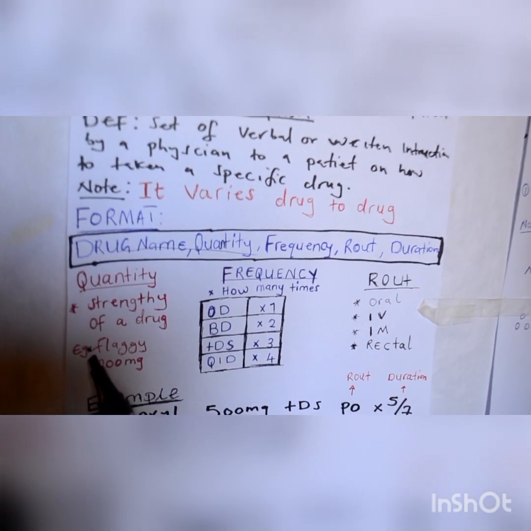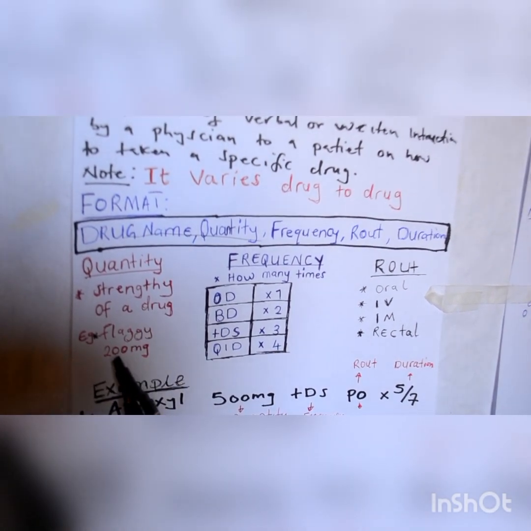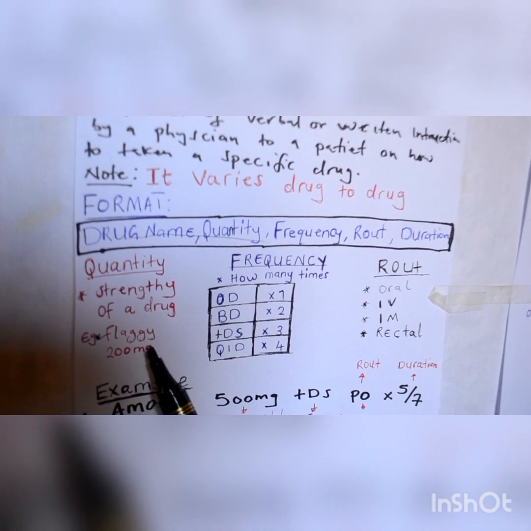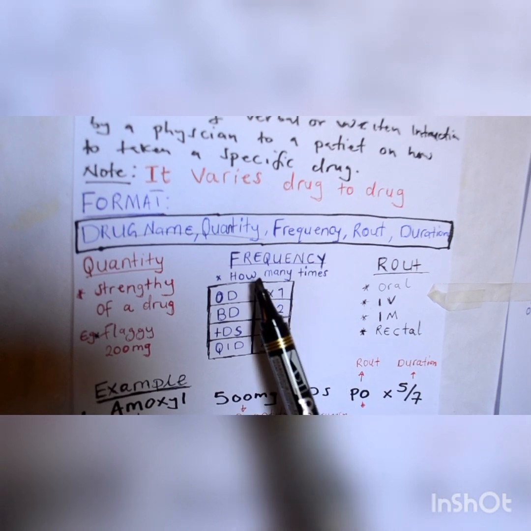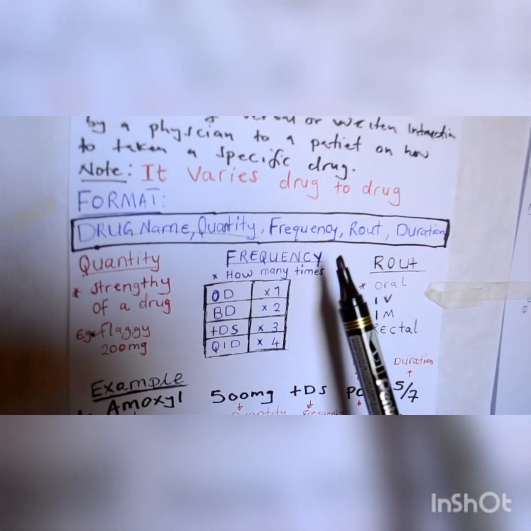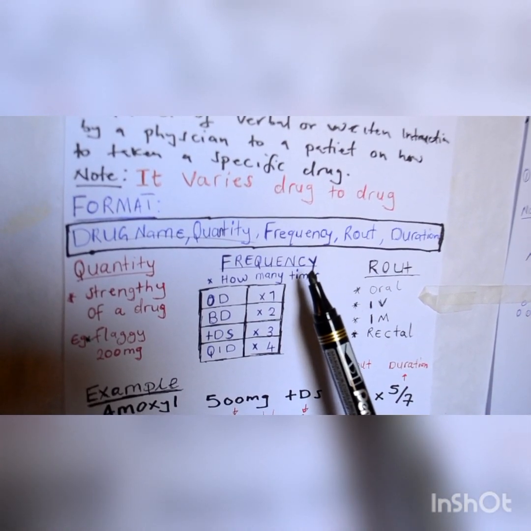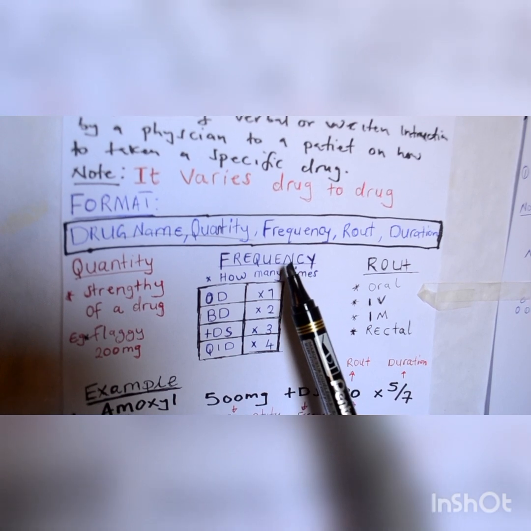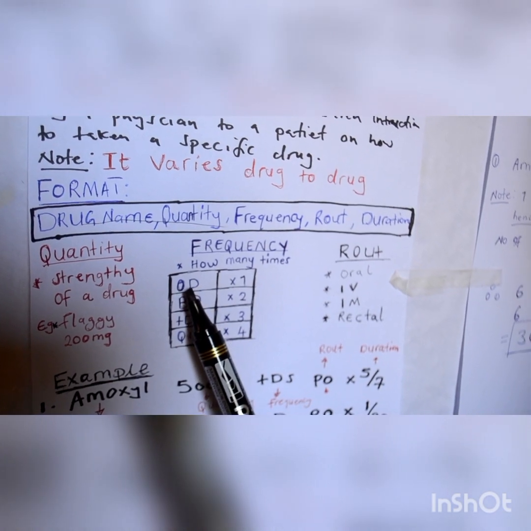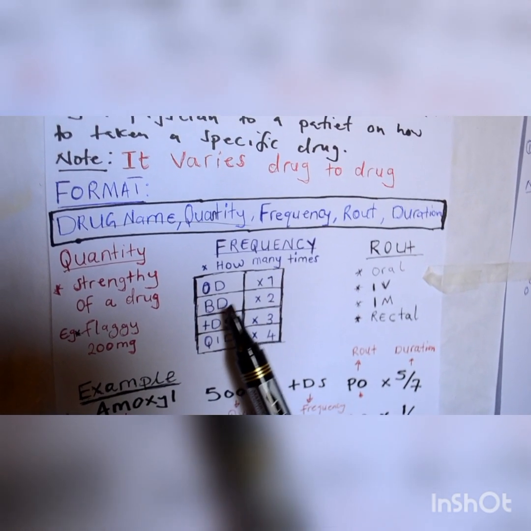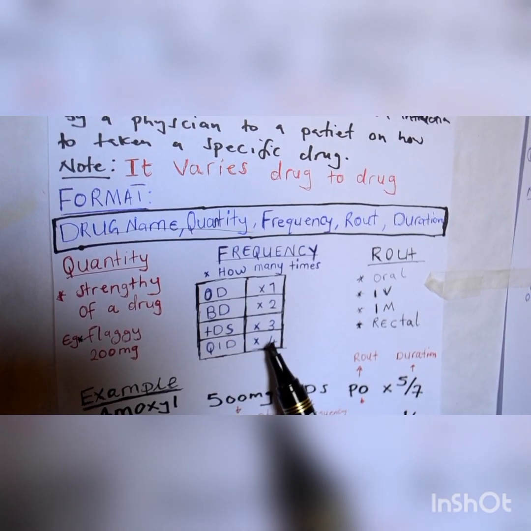I've given an example, e.g. Fragile. One tablet of Fragile is 200 milligrams. That's the quantity. Then you come to the third part, which is the frequency. The frequency is how many times the patient will be taking the drug each day. There are a number of ways that we denote the frequency. We've got OD, which means once a day. We've got BD, which means twice, TDS 3 times, QID 4 times.